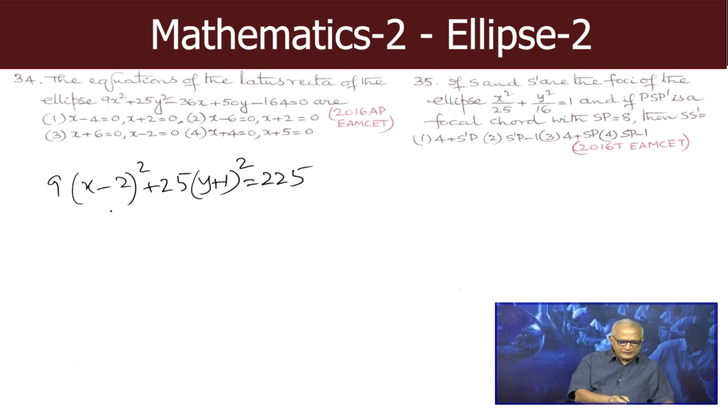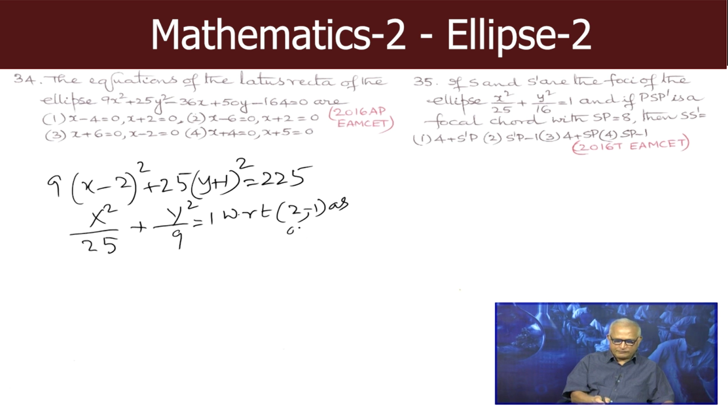So therefore this is x square by 25 plus y square by 9 equal to 1 with respect to 2 minus 1 as origin. Follow? So, this is in the standard form. Latus recta. Here of course, major axis along the x axis. So, the foci are 25 minus 9, 16, root 16, 4, plus or minus 4, 0.